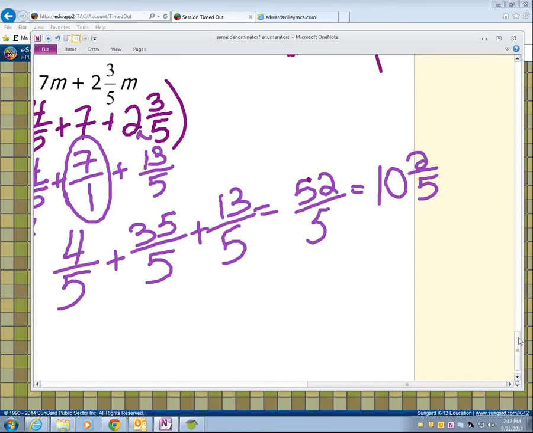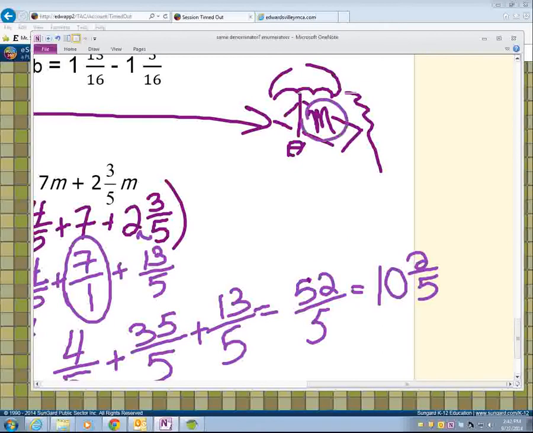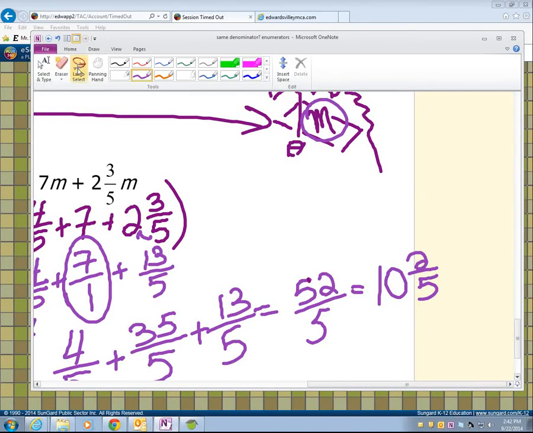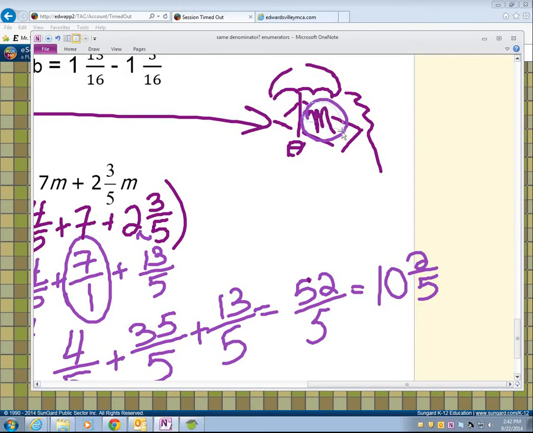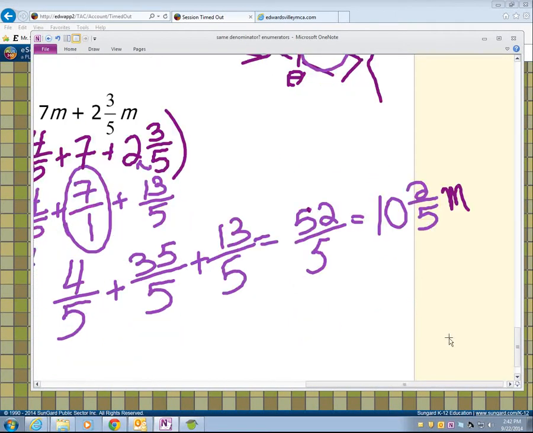Now M is like, oh, hey, you guys are done? Let me just come back and hang out with you. Let me just do my thing. I'm going to come back, and boom, there's your answer. 10 and 2/5 M. And it did. I'm sorry. I went from magenta to like a violet. I like the violet part.